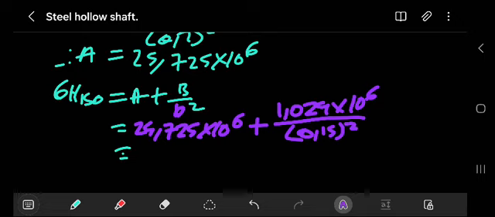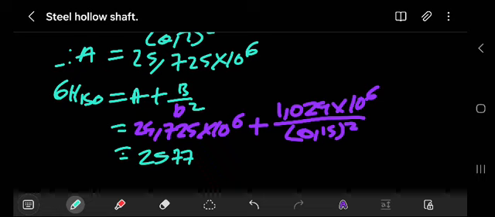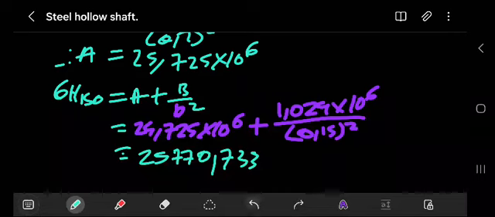Then, oops, this will be what? It's a much bigger value. 25,770.733 times 10 to the power of 6, which is simply megapascal. So yeah, we have this now.